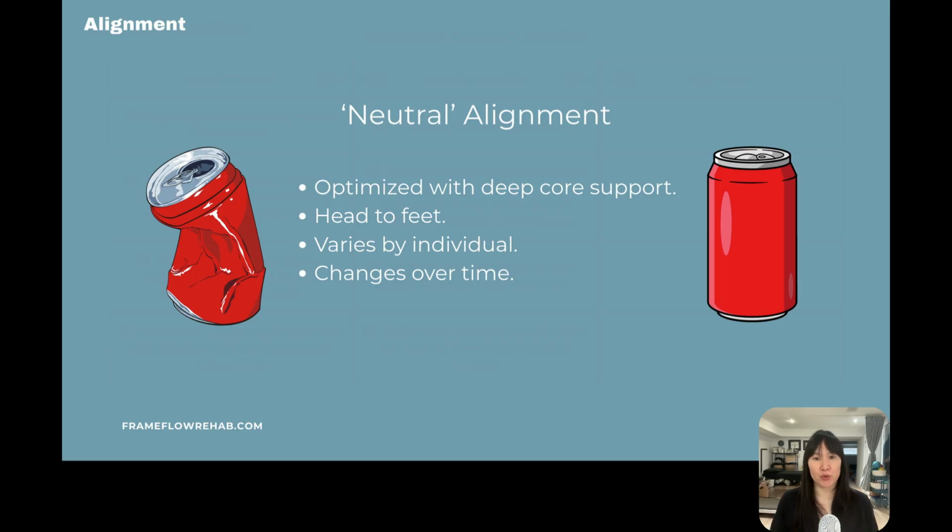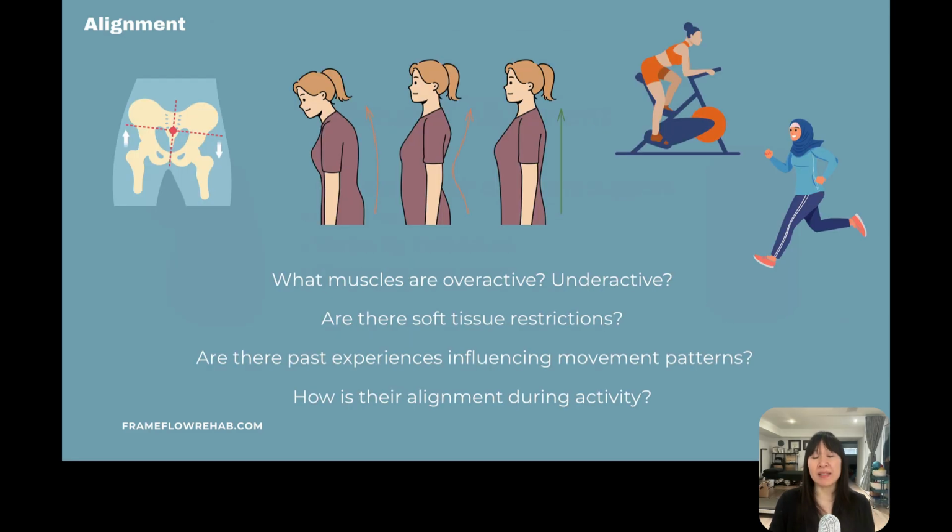And then, of course, neutral alignment will change over time. As we change muscle function, as we age, as for some of us our spines change, I think if we're lucky to live long enough, we will see bony changes in our spines and in our joints. And that will also affect what neutral looks like as the years go by. So when I'm assessing someone's alignment, these are some of the things that are going through my head.